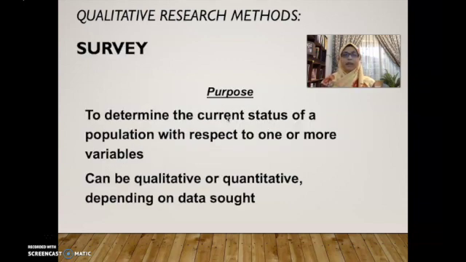Second one is survey. So in quantitative, we have the survey method. In qualitative research method also there is a survey method. So what will be the purpose of doing a survey in qualitative? Mainly it is to determine the current status of a population with respect to one or more variables, and it can be qualitative or quantitative depending on the data that you sought. So survey can be quanti, can also be quali.